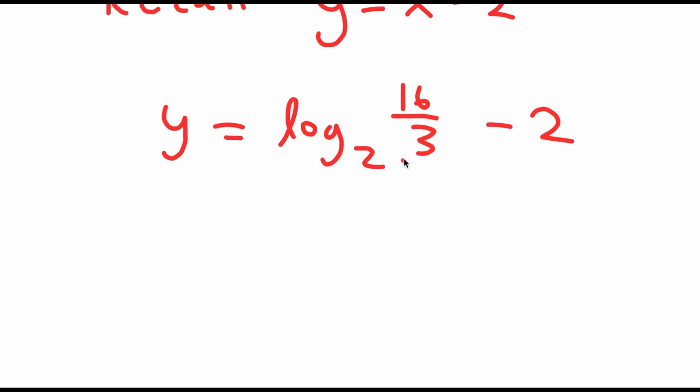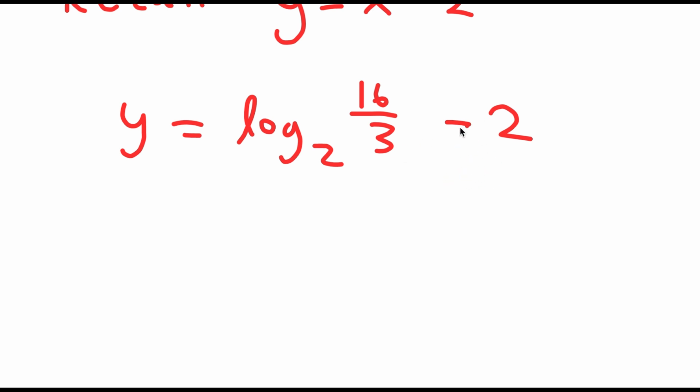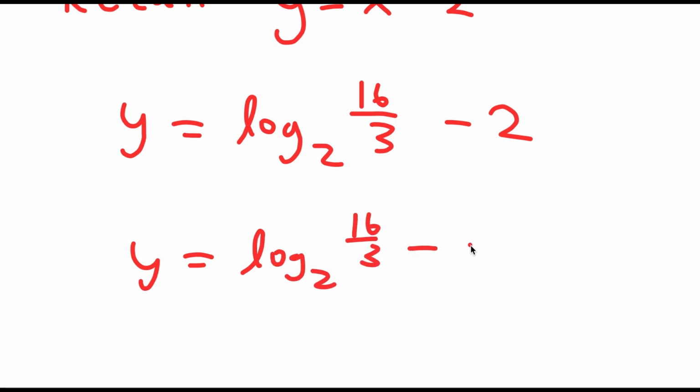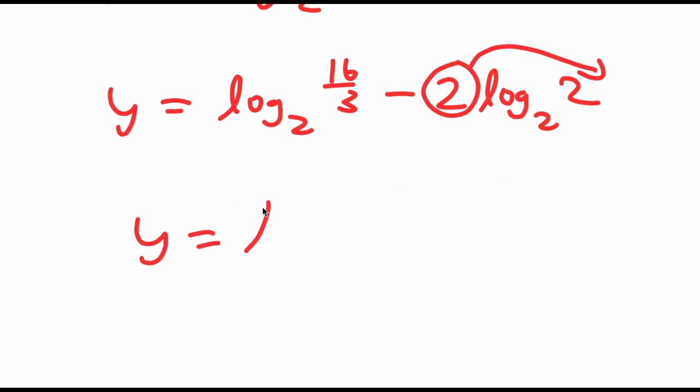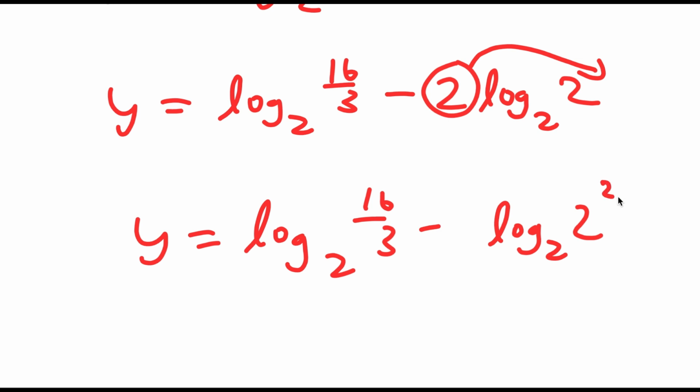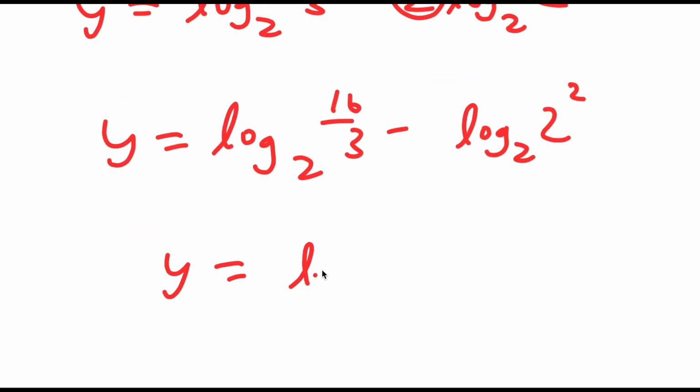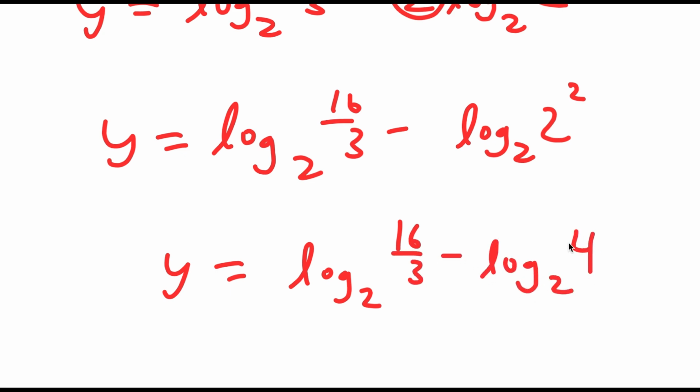So now what I'm going to do is actually simplify this. So 2 is the same thing as 2 times log base 2 of 2, because log base 2 of 2 is just 1. And now I'm going to move this 2 to the front, because remember, that's a property of logarithms. So I get y is equal to log base 2 of 16 over 3 minus log base 2 of 2 squared, which is 4. So I have log base 2 of 16 over 3 minus log base 2 of 4.